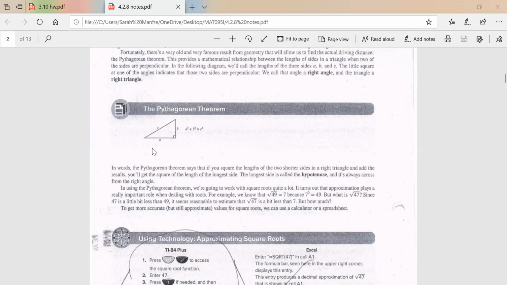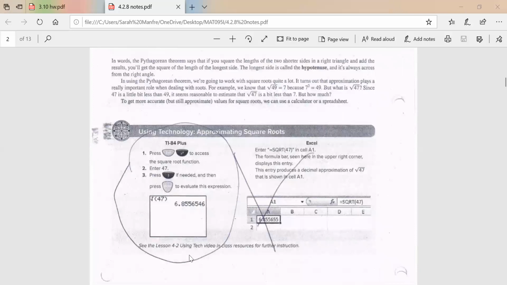All right. So we're going to apply this in a couple minutes at the next pages. So we're going to skip this technology section.